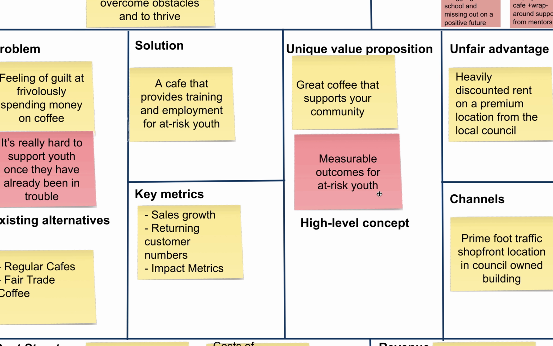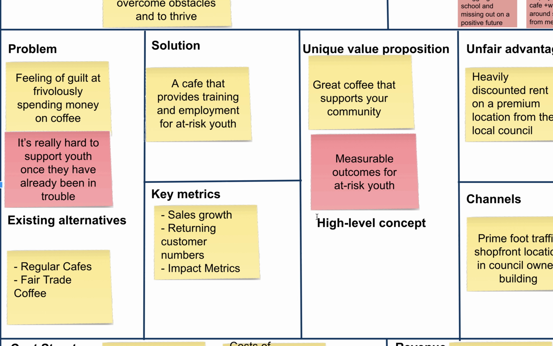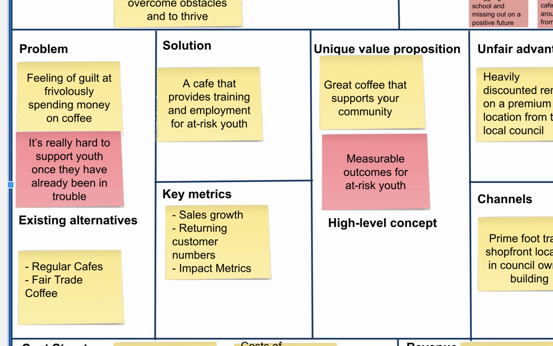Okay, and then across to unique value proposition. This is the value that we're going to create for them, really the benefit that the customer is going to get. And that's really the inverse of the problem. So if the problem for the customer is that feeling of guilt at frivolously spending money on coffee, the value that they're going to get is great coffee that supports your community. So you can feel really good about buying that coffee and enjoying your time in that cafe because you're supporting the community at the same time.